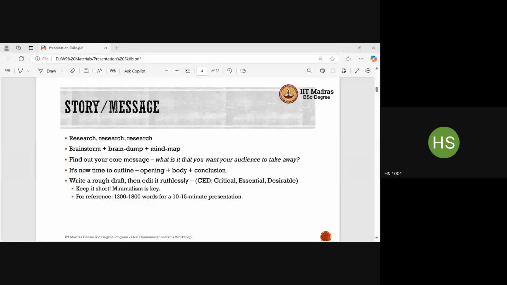When you edit your rough draft, there will be some things which are essential to your presentation, some things which are critical to your presentation, some things which are desirable to your presentation. When you say there are some things which are critical to your presentation, it means that without that information, you cannot make your presentation. Okay? When you say there are some things which are essential to your presentation, it means that without those things, your presentation will be lacking in some sense.